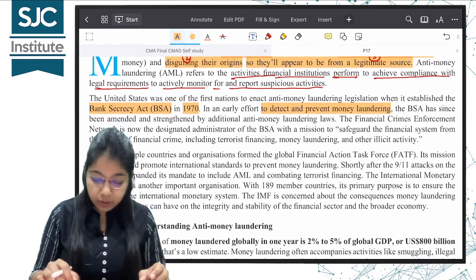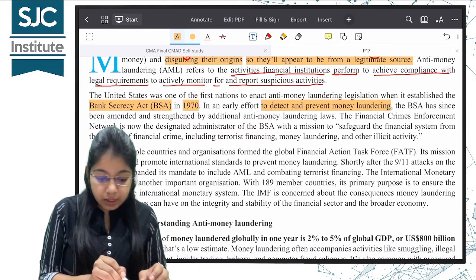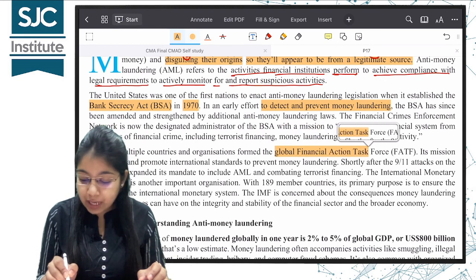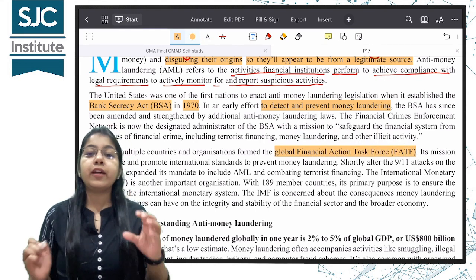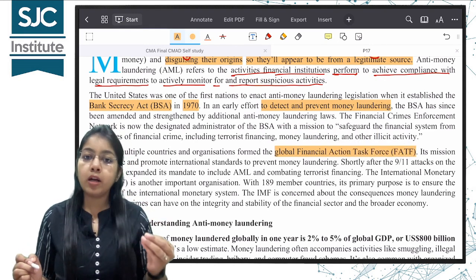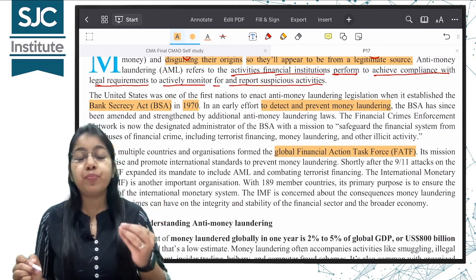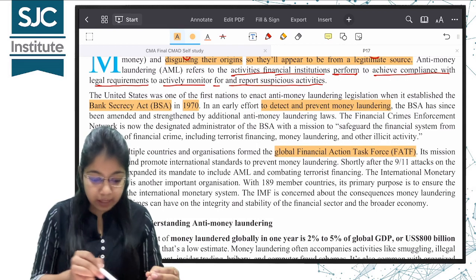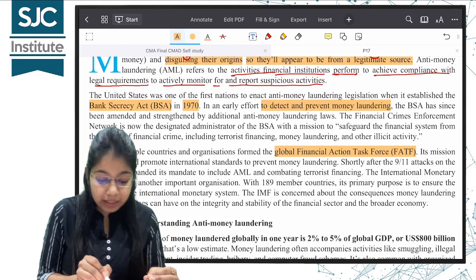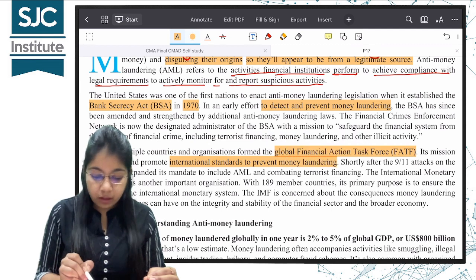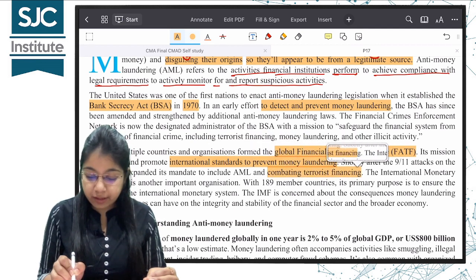Okay. So, you just highlight this part. In 1989, multiple countries and organizations formed the Global Financial Action Task Force. Okay, this Financial Action Task Force, again an organization, or you can say a body, is working to prevent all these kinds of activities. Its mission is to devise and promote international standards to prevent money laundering and also for combating terrorist financing.